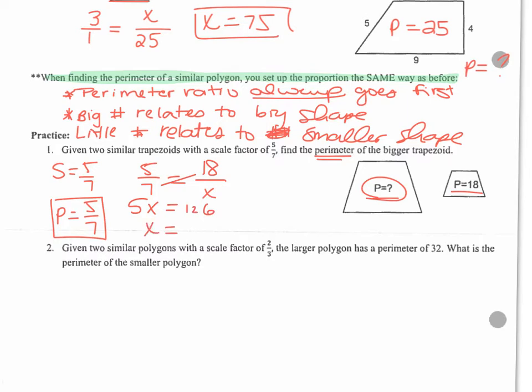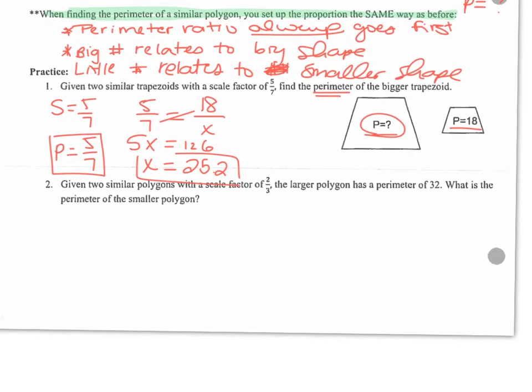So now if I divide by 5, what does x equal? 25.2. So I want you to go ahead and try this problem on the bottom by yourself. And when you finish, unpause it, or if you get stuck, unpause it and I'll go over it.